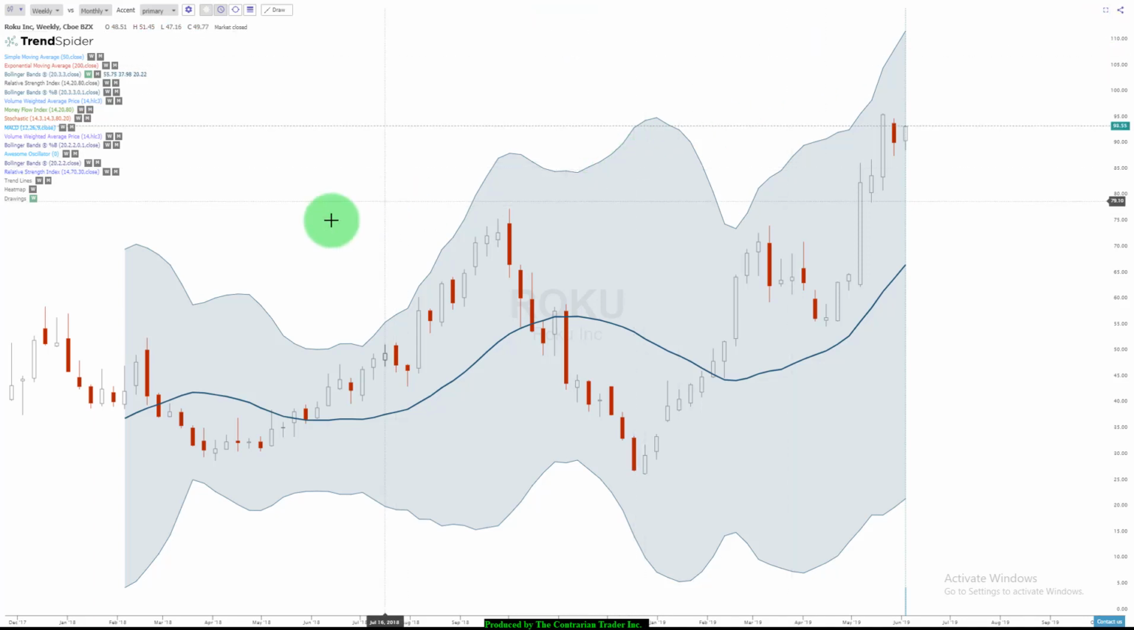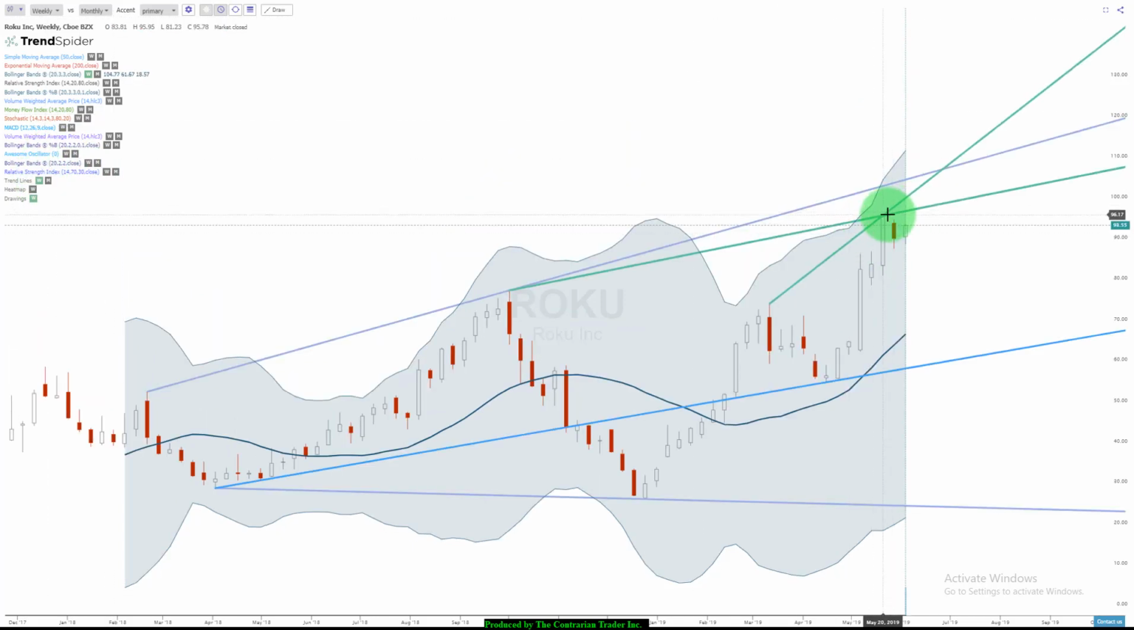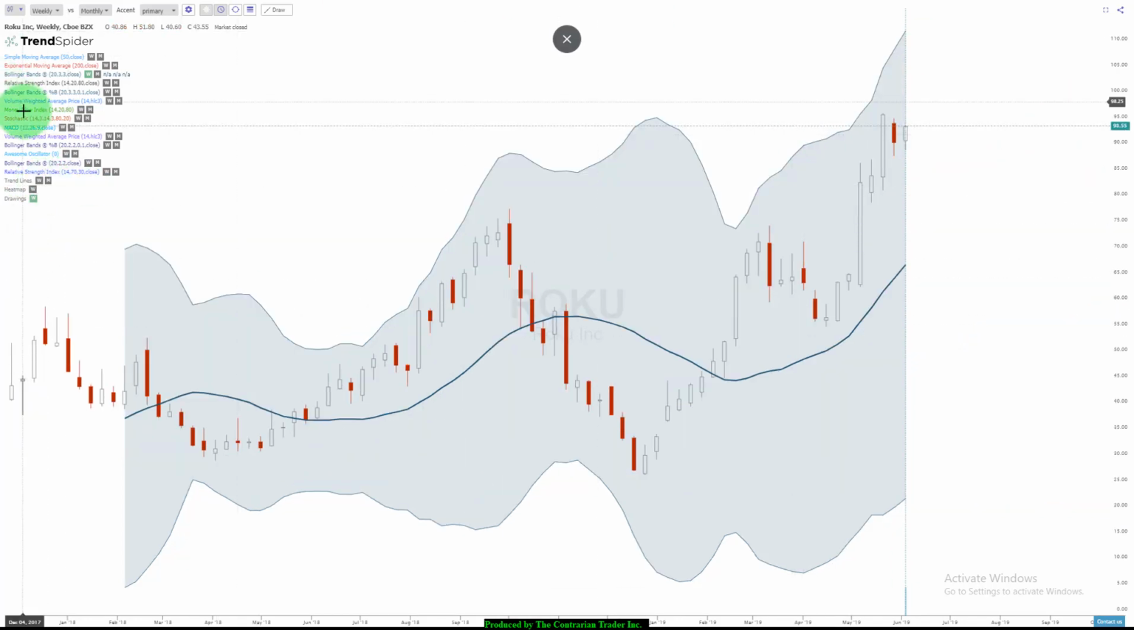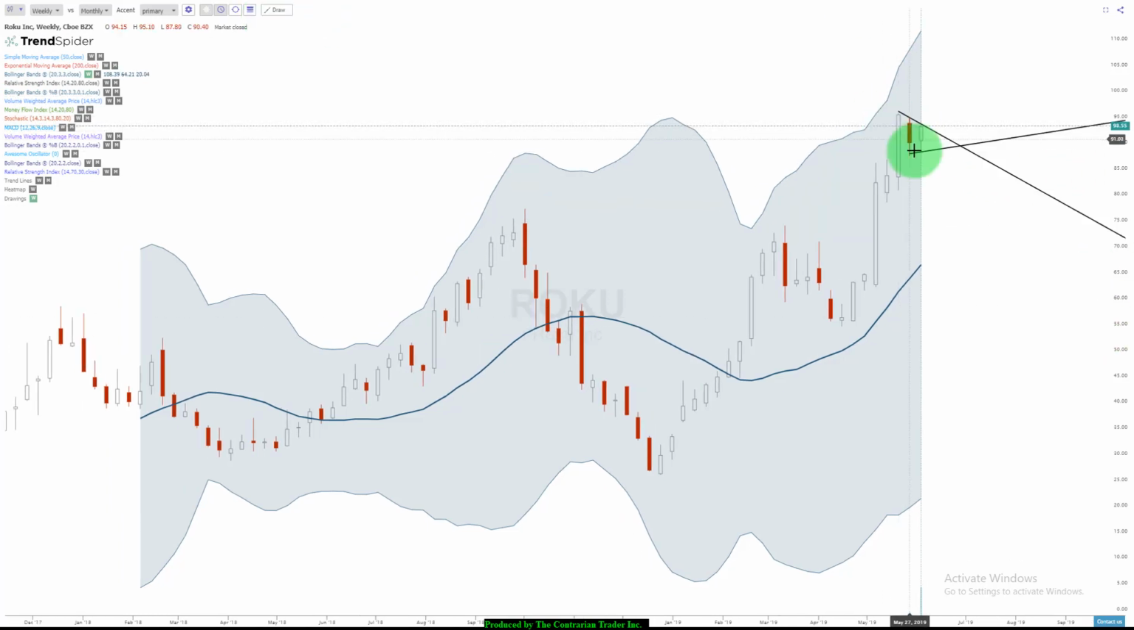Weekly chart. Roku, as I identified earlier, we have resistance above, but I don't think that it's major resistance. I think what's going to happen here is this. We'll take out the drawing tool. I think we're going to break out and above this upper band of resistance here, do a retest, and then it's off to the races.